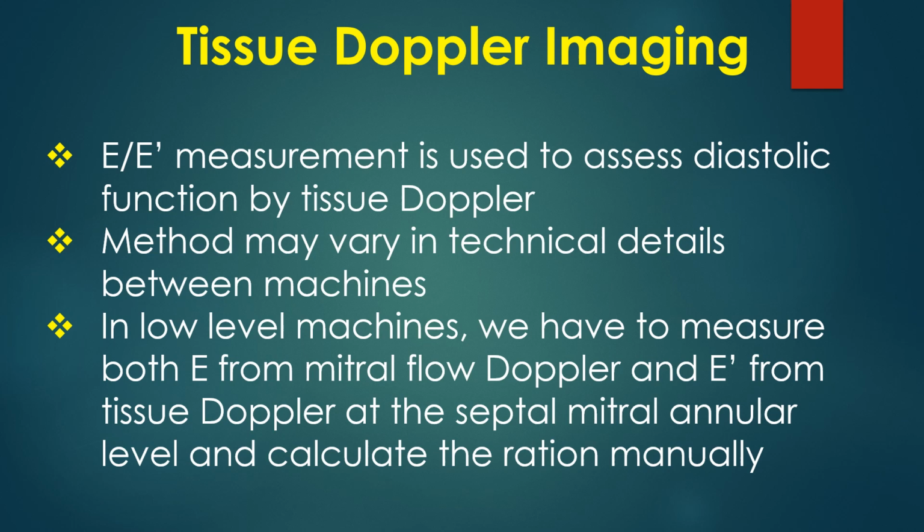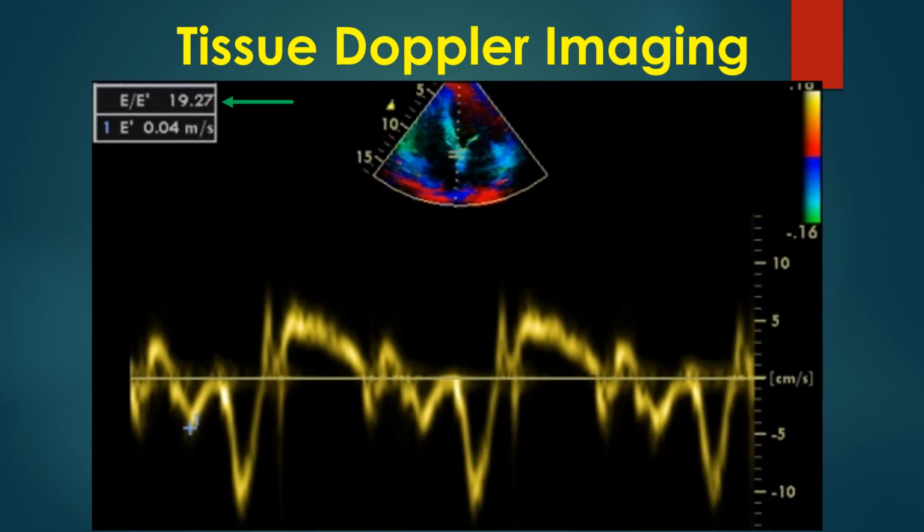In low-level machines, we have to measure both E from mitral flow Doppler and E prime from tissue Doppler at the septal mitral annulus level and calculate the ratio manually. In other machines, as illustrated in this image, E is measured initially and stored. After that, E prime is measured and the machine automatically calculates the E by E prime ratio marked by green arrow at the top left corner in this image. The high E by E prime ratio in this case indicates left ventricular diastolic dysfunction.